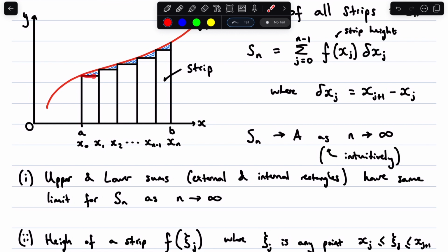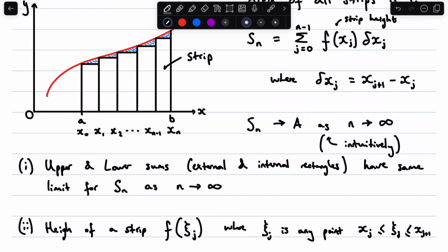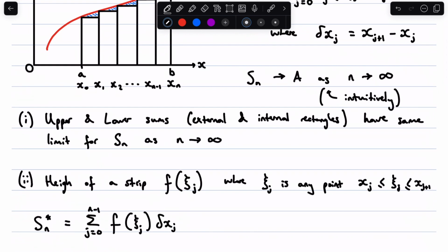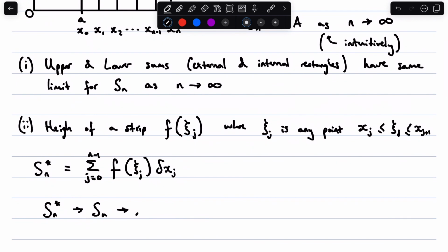It won't be this rectangle, and it won't be the rectangle above that where it's the upper bound. It will be halfway between, and you could show for any height of rectangle that we use, as long as we're consistent for the height that we're using for all strips. He showed that Sn star tends to Sn that we had initially, so just this simple xj, also tends to our area under the curve as n tends to infinity.